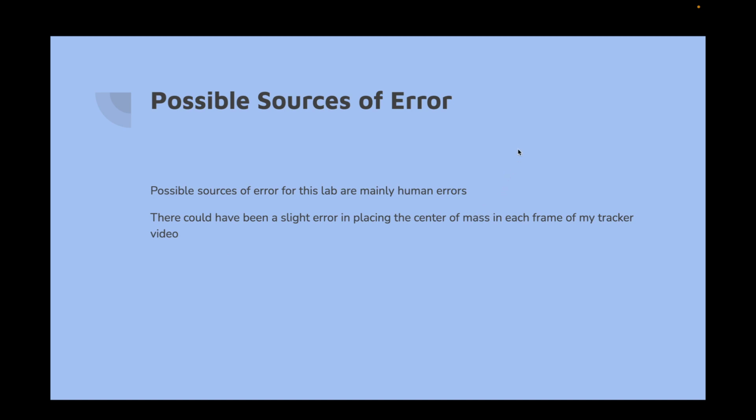So the possible sources of error for me in this lab are mainly just human errors. There could have been a slight error in placing the center of mass in each frame of my tracker video, and obviously there could have been errors dropping it. Something could have affected the motion. But mostly the errors are pretty minor and won't affect the results of the lab too much.